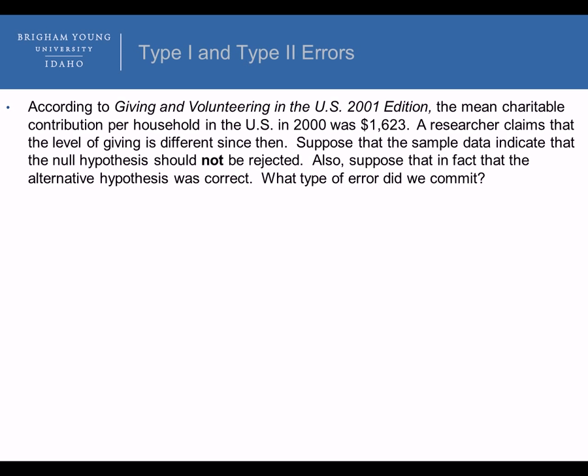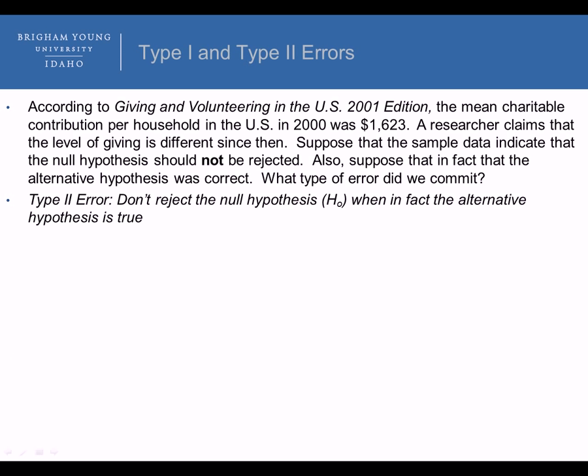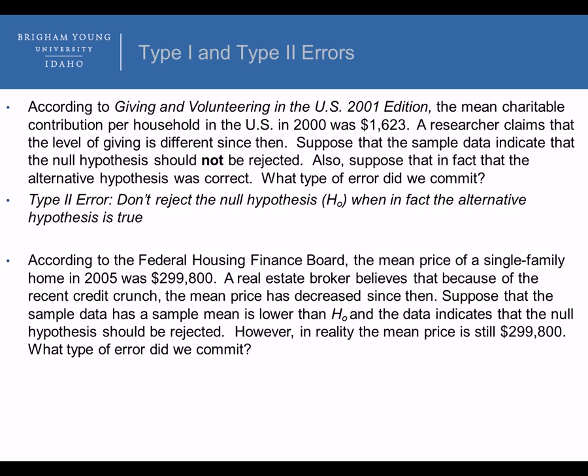So stop the video and determine what you think this might be. Well, based on this, a type 2 error was committed. We didn't reject the null hypothesis when in fact the alternative was true, so a type 2 error was committed. So now with this next problem, take a look at this problem, go through it, and then conclude whether a type 1 or a type 2 error was committed.